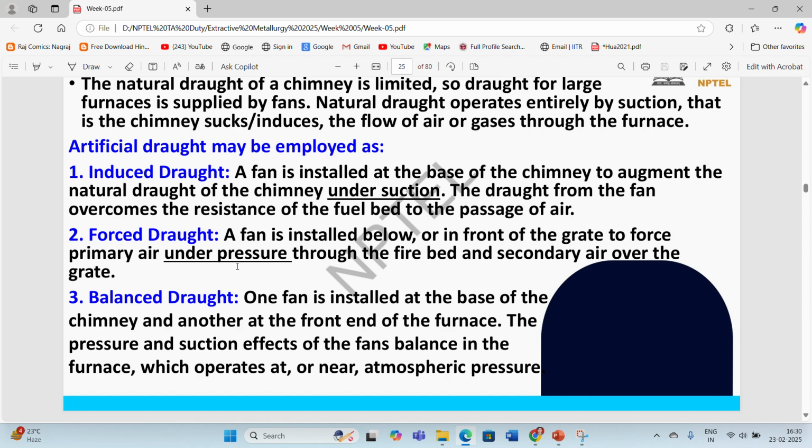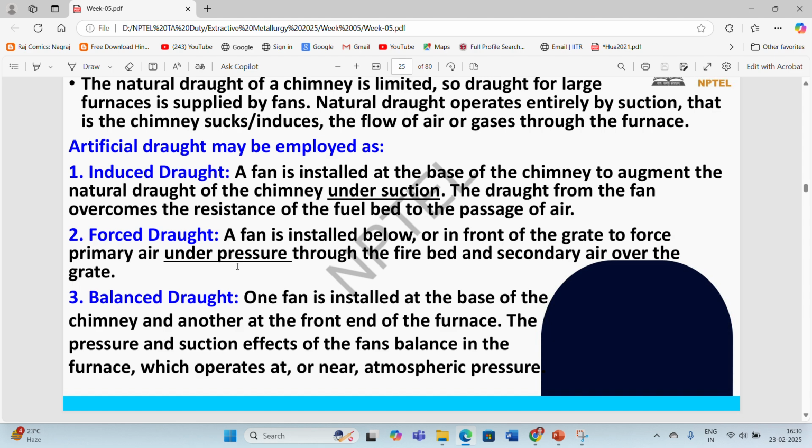The draught from the fan overcomes the resistance of the fuel bed to the passage of the air, so we can supply the proper amount of the excess air or the air requirement which we are going to require for the proper combustion of the fuel. We can employ that with the help of the induced draught process.